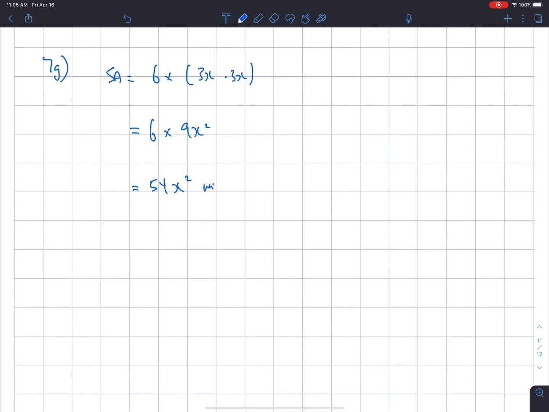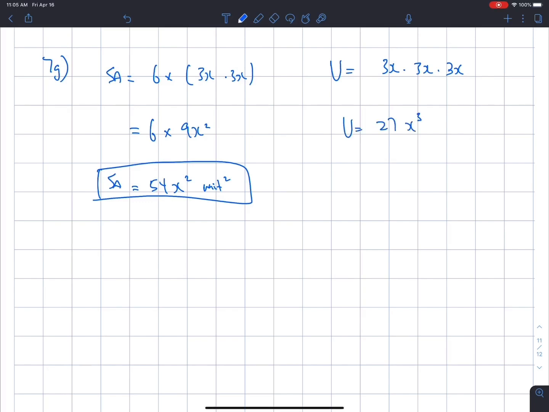If you want, you can also put unit square here. The volume is going to be 3x times 3x times 3x. 3 times 3 times 3 is 27. x times x times x is x to the power 3. So just 27x to the power 3.